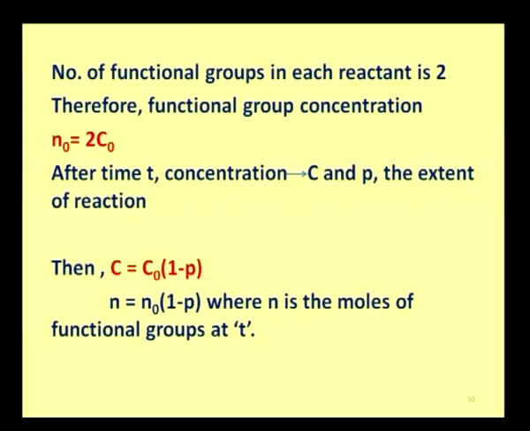Let me say that the reaction is going for a time t. After time t, the concentration, let it become C. From C0, the concentration after time t is becoming C, and let P be called the extent of the reaction. Then a relation which combines these 3 terms is given by C equal to C0 into 1 minus P, where C0 is the initial concentration, C is the concentration at any given point of time t, and P is the extent of the reaction. Similarly, we can also say N is given by N0 into 1 minus P, where N is the number of moles of the functional groups at any particular time t.